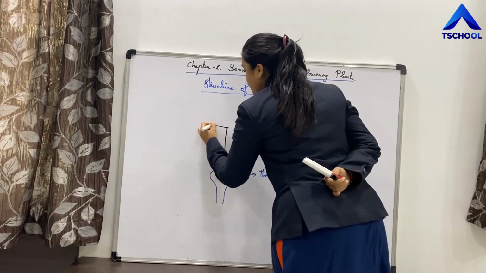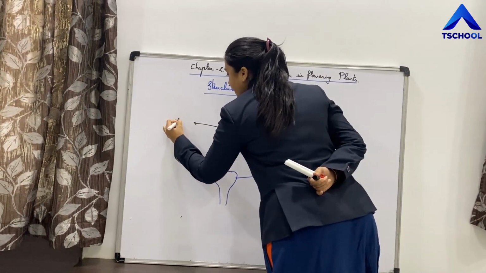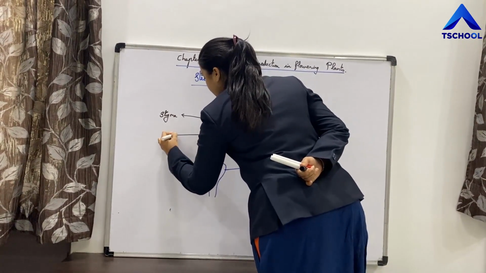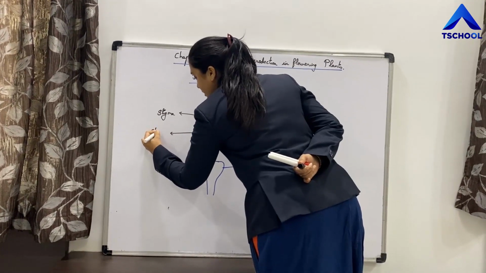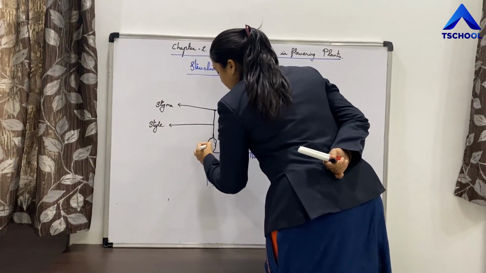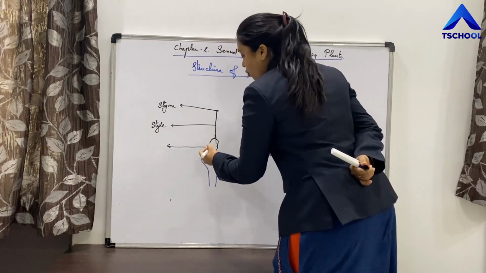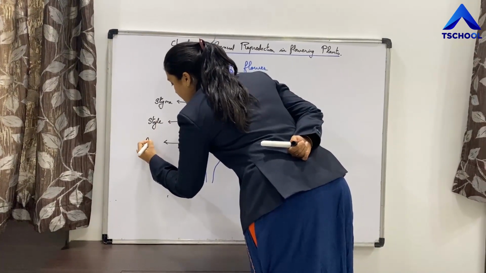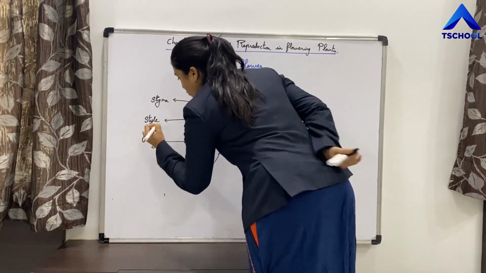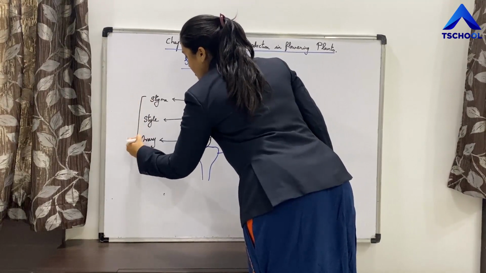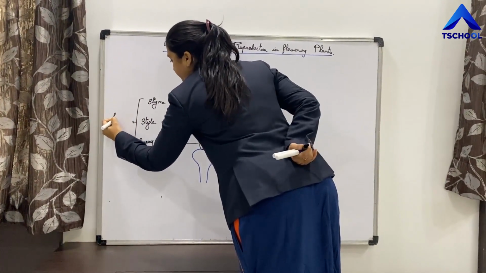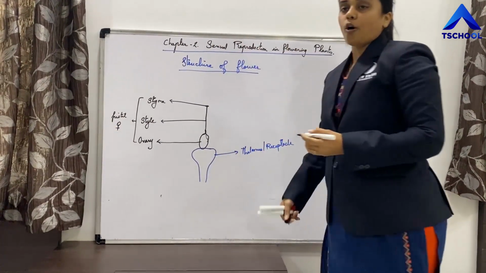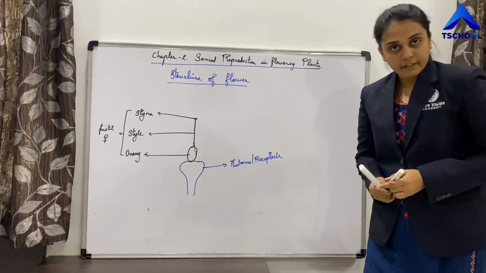So we will name it. This is a bulb-like structure which is called the stigma. This is an elongated structure called the style. This is a swollen structure which is resting on the receptacle, which is called the ovary. And these three structures together form the pistil, and pistil is a part of the female reproductive system.